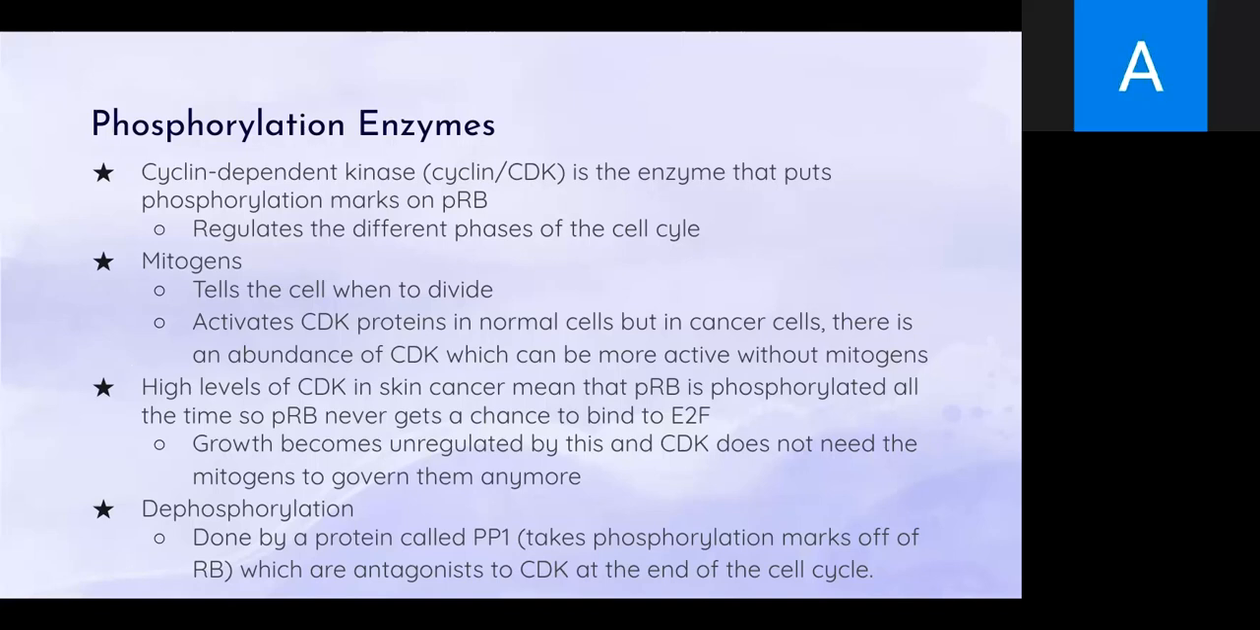Also, dephosphorylation, which is really important, is done by a protein called PP1. This is what actually takes phosphorylation marks off of RB. So dephosphorylation is super important. It can happen naturally or with some therapies and drugs that will be mentioned later. And these are the antagonists to CDK. They basically reverse and throw back all those phosphorylation marks, and that's done with the PP1 protein.